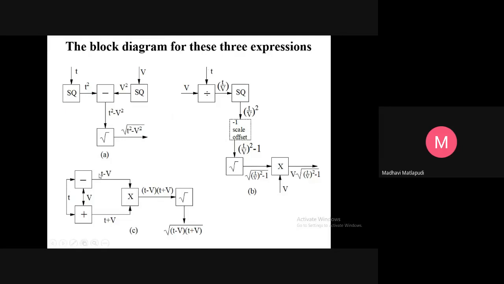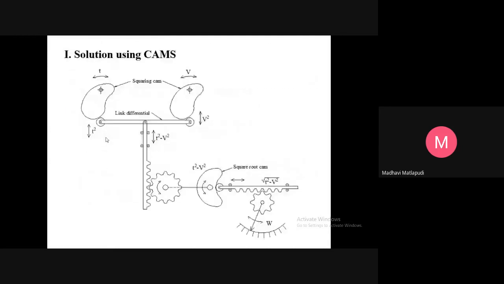So whatever mechanism we are going to design now is based upon the block diagram of A, where you have only square, subtraction, and square root. Okay, so 3 varieties of mechanisms we are seeing here. I'll show you two types of solutions for the same equation. The first solution is using cams. So you can use two cams here.